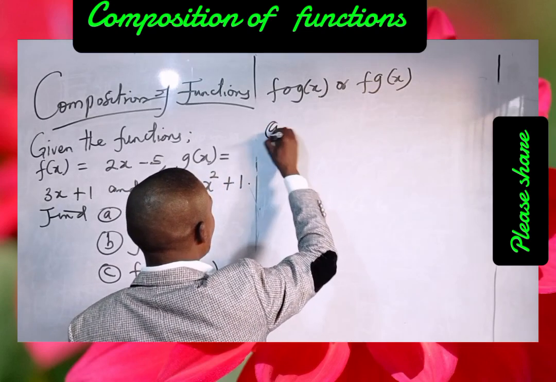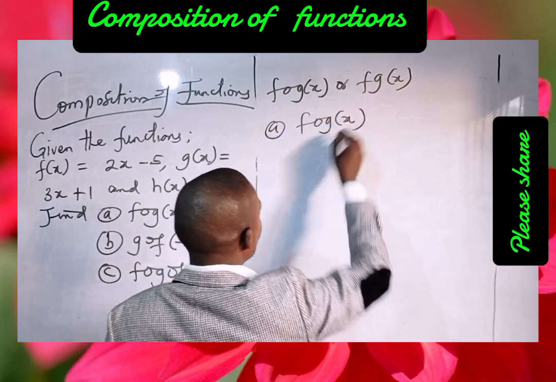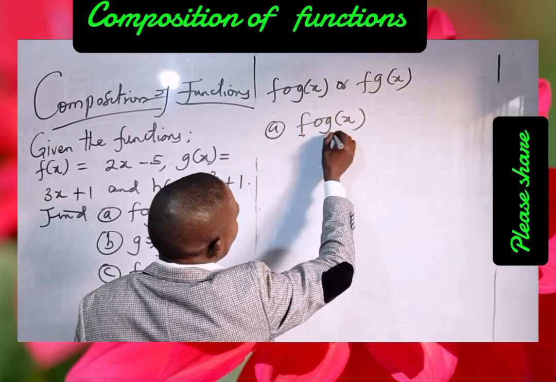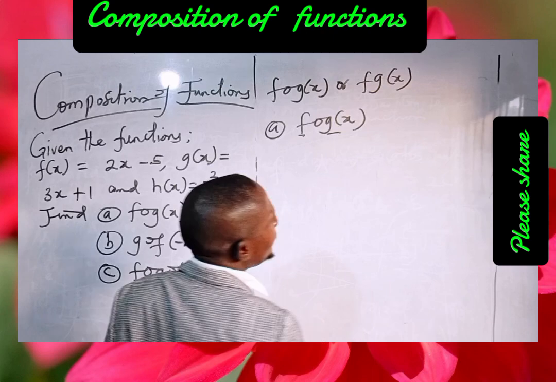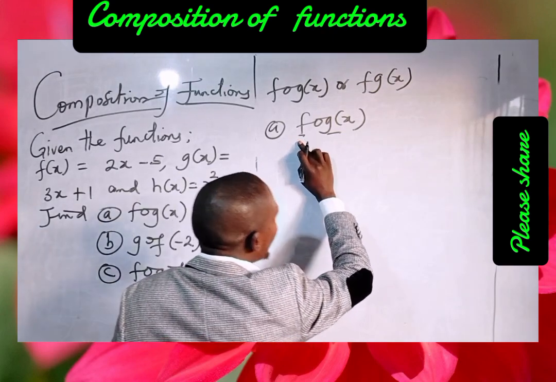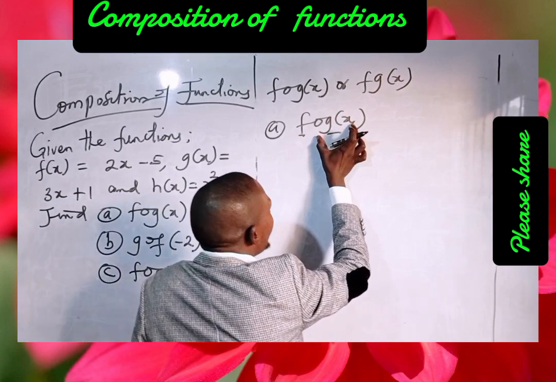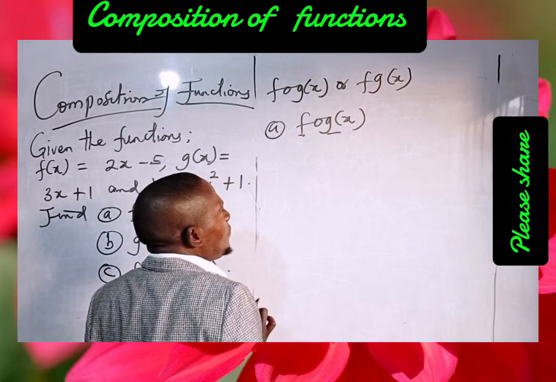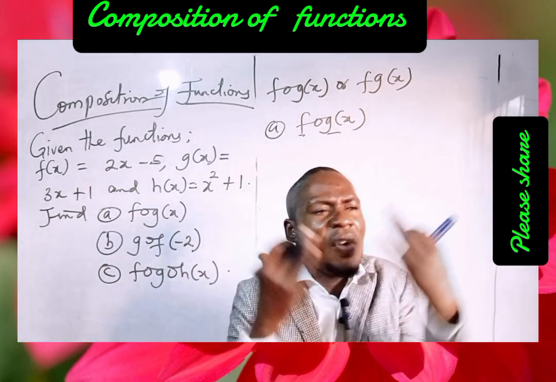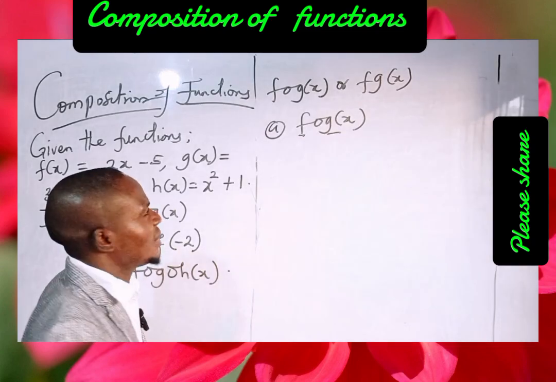Look at the first one here, f of g of x. The first function here is f. The second function here is g. F is the master here. Yes, this is the king function. Now what are we going to do? Put g of x in f. Put the second function in the first function. Now, there is one thing I want you to understand.